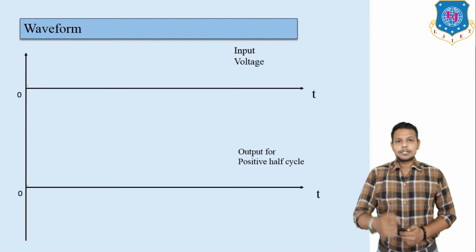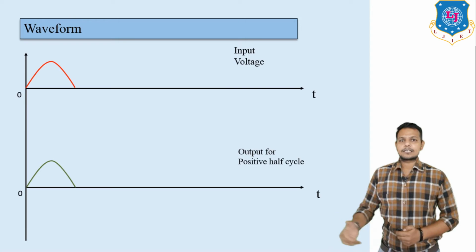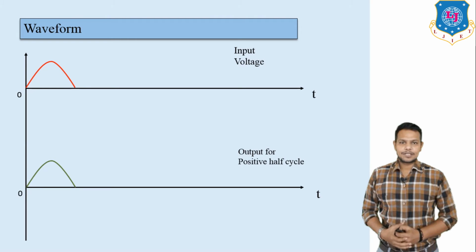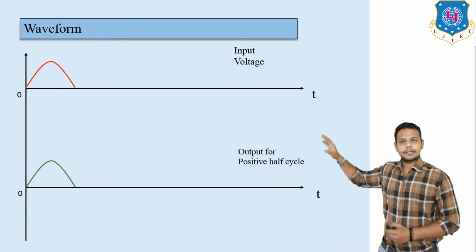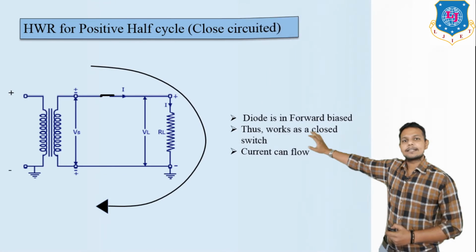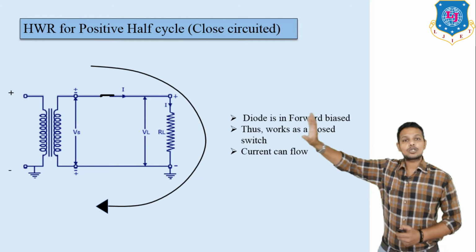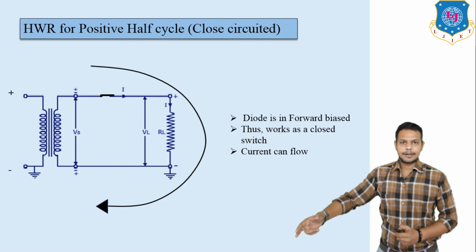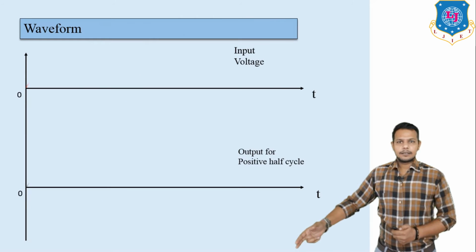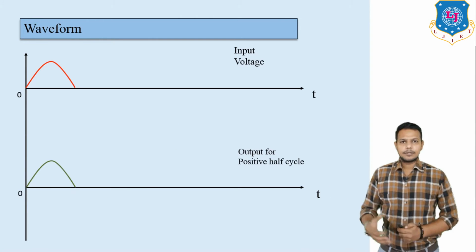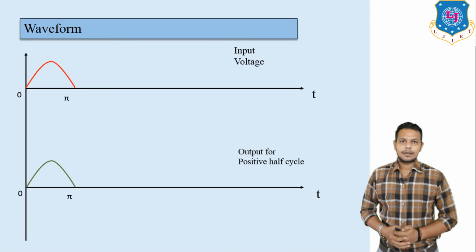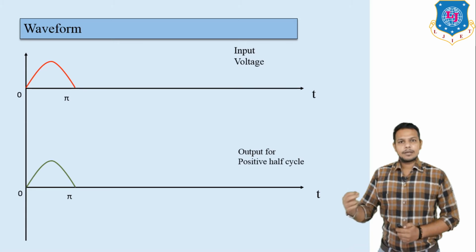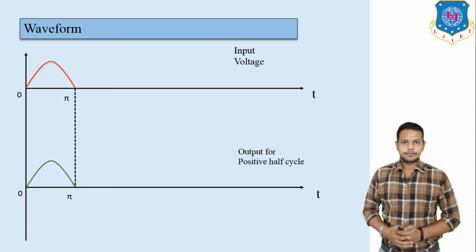So if we enter a positive waveform like this, we will get a similar one at the output side, because in this circuit diagram it works as a closed switch. That means current always flows from plus to minus in this circuit diagram. So we will get the same as the input: 0 to pi, and we will get the same output 0 to pi.